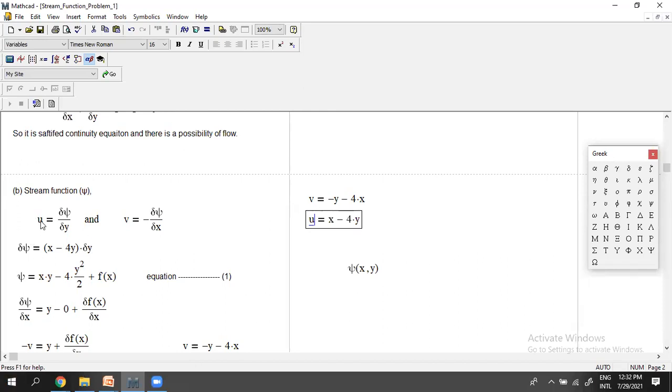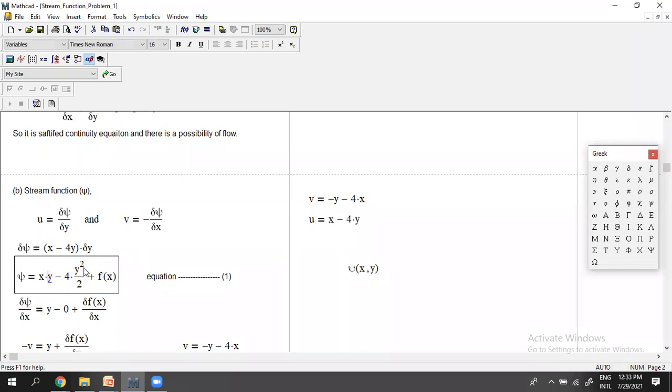So you see U equal to this one. You can start with V or you can start with U. So what are you getting over here? Del psi equal to U into del Y. What is my U actually? U is X minus 4Y. So del psi equal to X minus 4Y into del Y. Now I take the integration on both sides. So what are you getting? Psi equal to xy minus 4 into y squared by 2.